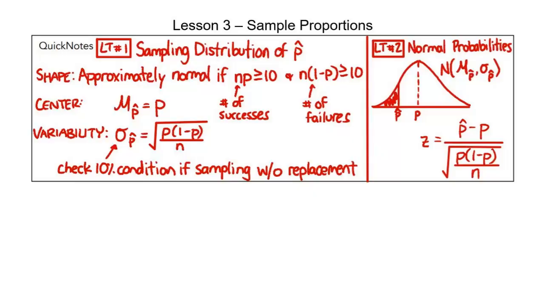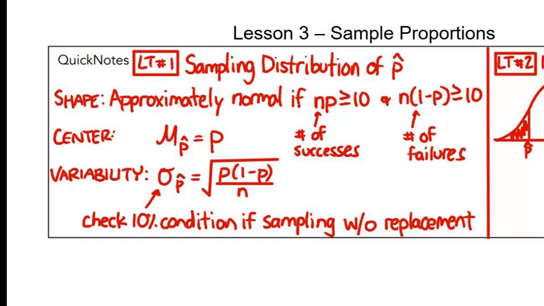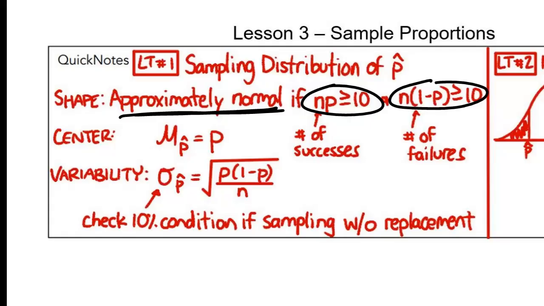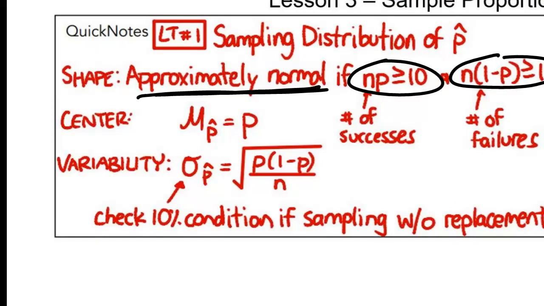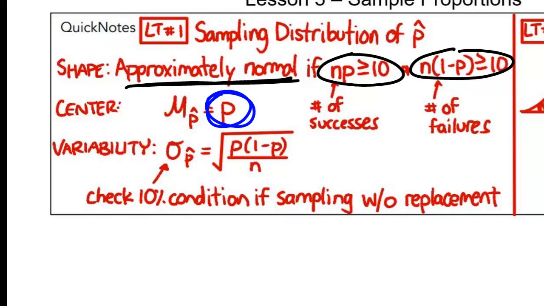So let's talk about sampling distributions. When I'm doing a sampling distribution of p hat, we check to see if it's approximately normal by doing our large counts, n times p and n times 1 minus p. The center will be whatever the true proportion, whatever p is. The standard deviation we calculate by doing the square root of p times 1 minus p over n.